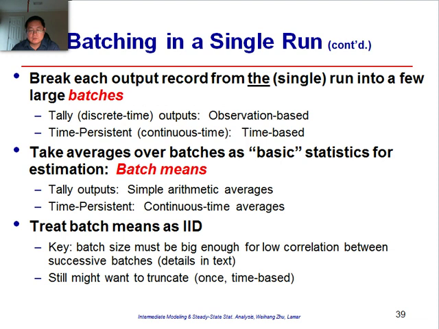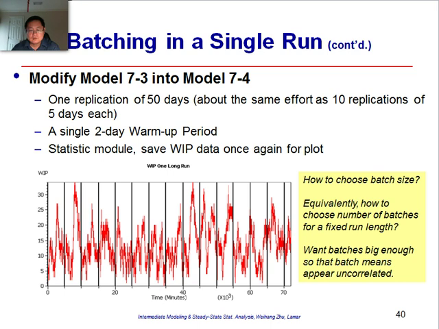For analysis purposes, we may break the output from the single run into a few large batches. For each batch, we want to get tallies and a dstat. We then take the average of these batches as batch means. Model 7-4 has one replication of 50 days with only a single 2-day warm-up period.